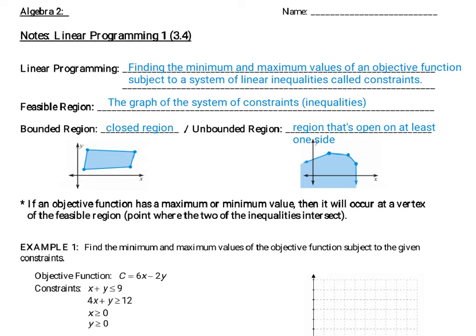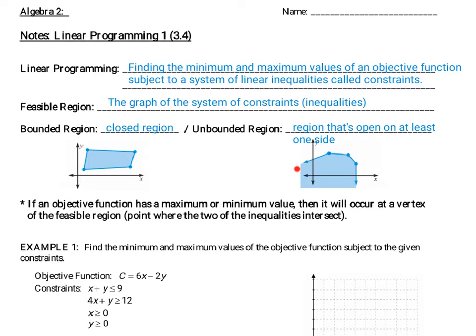Today's notes are on linear programming. Linear programming is finding the minimum and maximum values of an objective function to a system of linear inequalities called constraints. Your feasible region is the graph of the system of constraints or inequalities. A bounded region is a closed region, such as the picture below, and an unbounded region is a region that's open on at least one side.